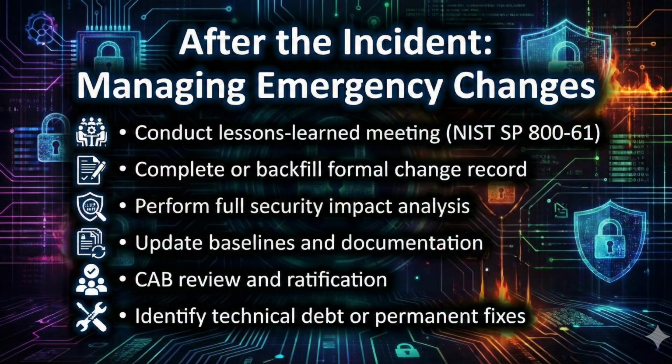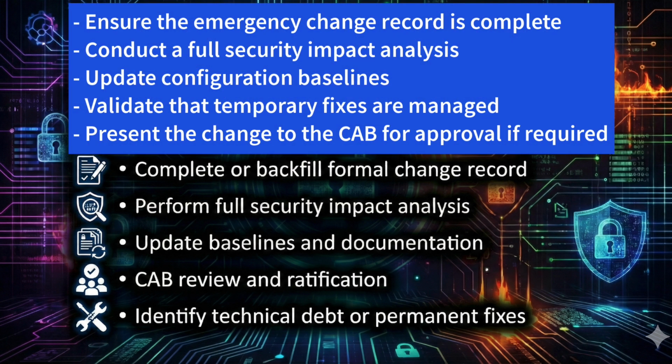Once incident response recovery is complete, emergency changes must transition into formal governance. NIST SP 861 recommends holding lessons learned meetings and developing after-action reports. At this stage, ensure the emergency change record is complete. Conduct a full security impact analysis if not previously done. Update configuration baselines. Validate that temporary fixes are either formalized or removed. Present the change to the CAB for ratification if required.